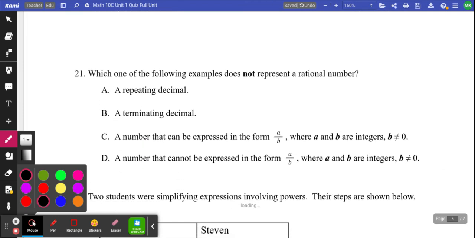Number 21. Which of the following examples does not represent a rational number? So a rational number is a fraction, or a decimal that stops, or a decimal that repeats forever. So which one is not a rational? A repeating decimal? Nope. That is exactly what a rational is. A terminating decimal? Nope, that's what a rational is. A number that can be expressed in the form a over b. So that's saying a fraction. Fractions are rational numbers. A number that cannot be expressed in the form, yeah, that's not rational. If it can't be written as a fraction, it's not rational.